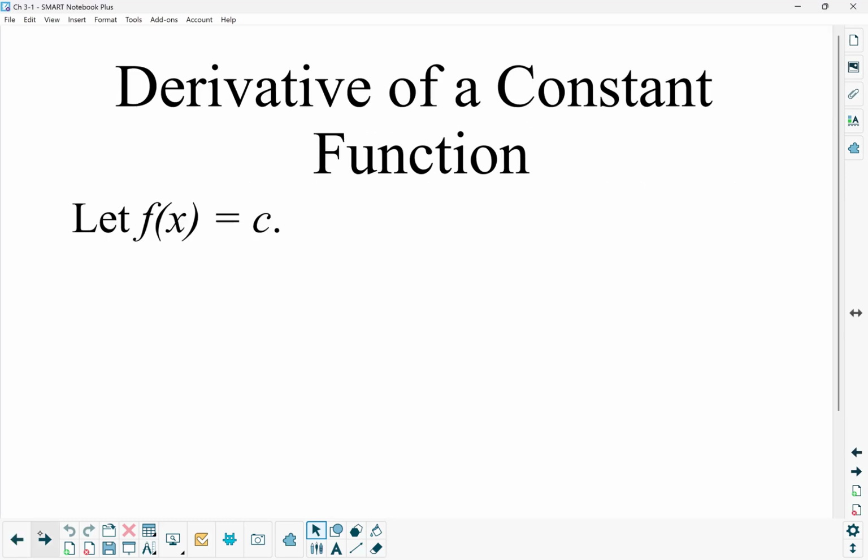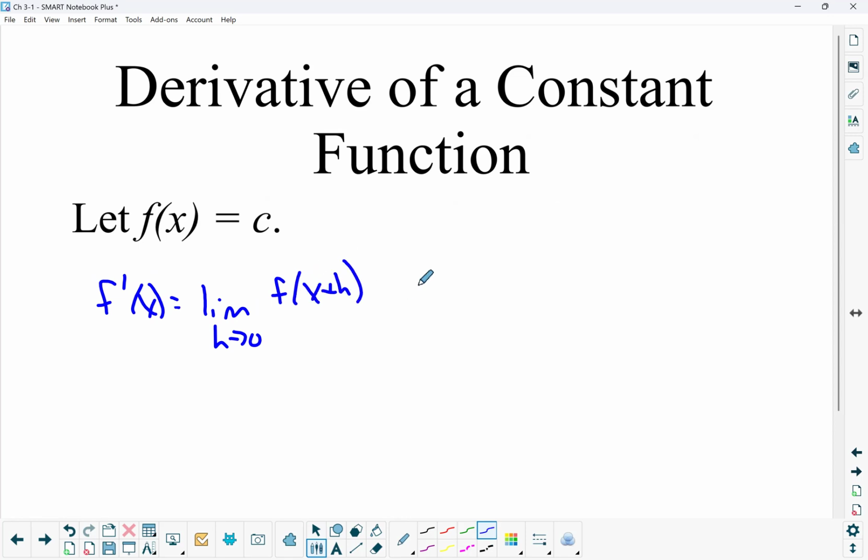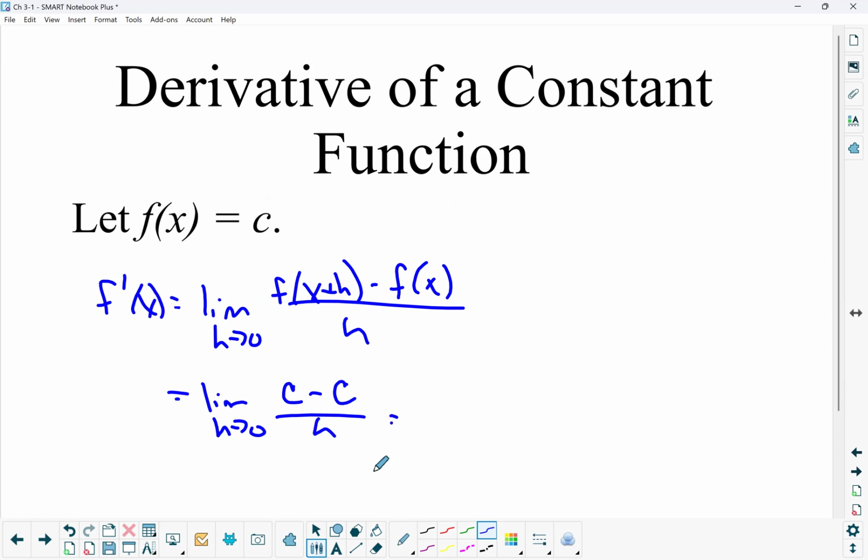So if we want to take the derivative of a constant function, again, the idea being we have f prime of x would be the limit as h approaches 0 of f of x plus h minus f of x all divided by h. For the constant function, there is no x. So this would be f of x plus h is just c, and f of x is c, all over h.